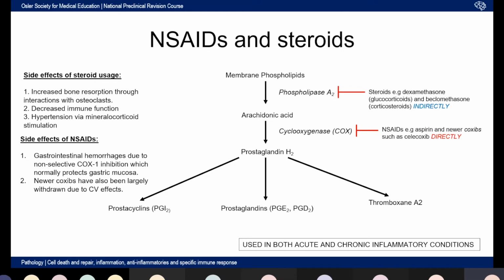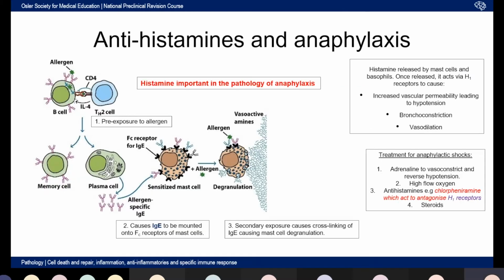Okay, the other one is antihistamines and anaphylaxis. Essentially, there's 3 steps to anaphylaxis. Anaphylaxis is the big word for allergy reactions. The first one is pre-exposure to allergen. So firstly, an allergen comes through and activates B cells to become plasma cells. And these plasma cells will make IgE because it's in mucus, and we'll talk about that when we get to antibodies. And then that IgE binds to mast cells.